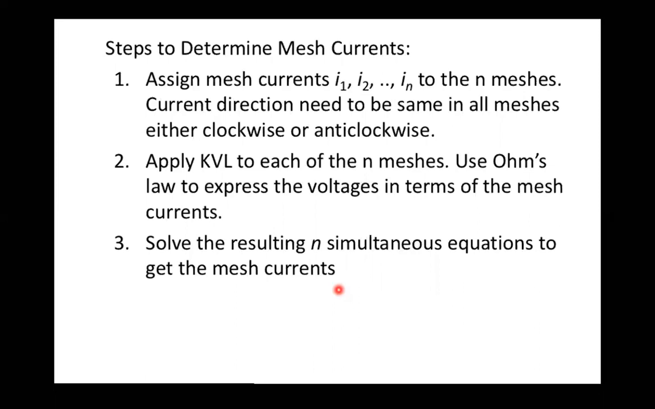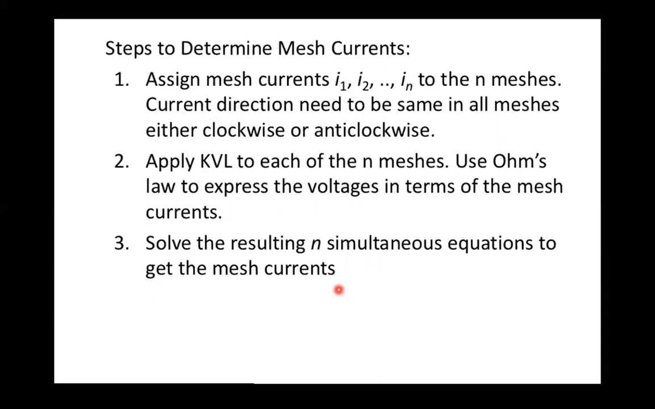Apply Kirchhoff's voltage law to each of the n meshes. Use Ohm's law to express the voltage in terms of the mesh current. Solve the resulting n simultaneous equations to get the mesh currents. However many meshes you have, that many mesh currents we need to solve for, one for each loop or mesh.